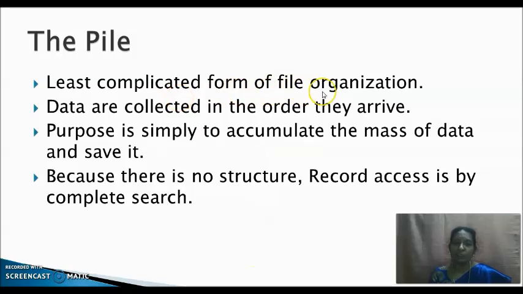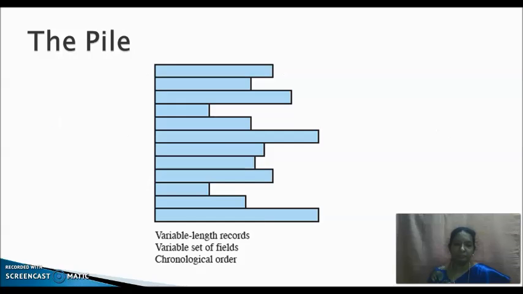It's the least complicated form of file organization. Data are collected in the order they arrive. Purpose is simply to accumulate the mass of data and save it. Because there is no structure, record access is by complete search. That is, when we want some file, we have to search the entire thing, and then get that particular file.